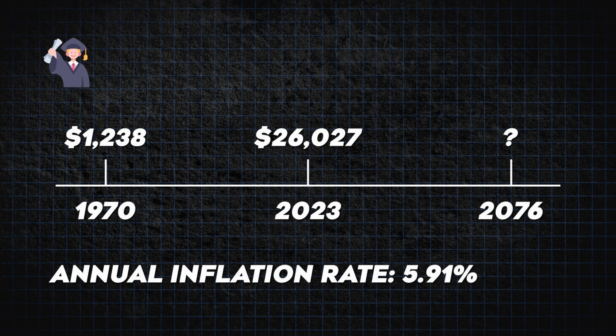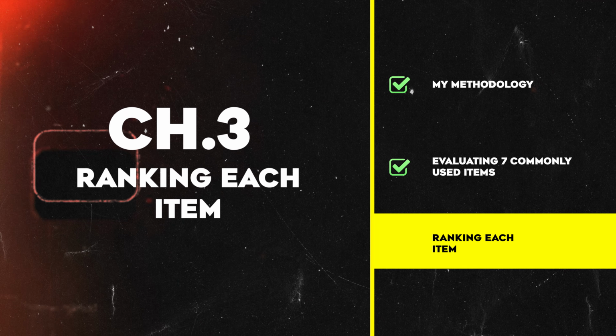5.91%. If we plot that forward, given the starting point today of $26,000, and we grow at the steady rate of 5.91% for the next 53 years, then in 2076, college tuition, room and board together will cost $545,296 per year. So let's get our leaderboard up here and let's recap.